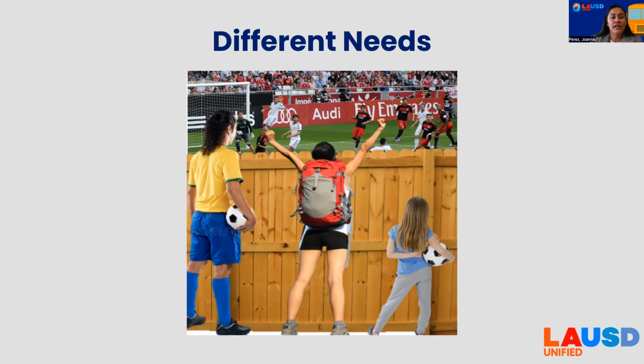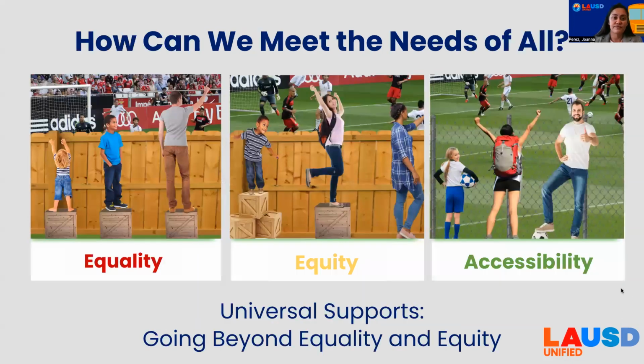Our students are like the spectators in this slide. Not all spectators are able to enjoy the game. So what should be done? Should they all receive the same support to make it equal? In the first picture titled Equality, everyone is given the same supports. Now that clearly meets the needs of some, but not all.